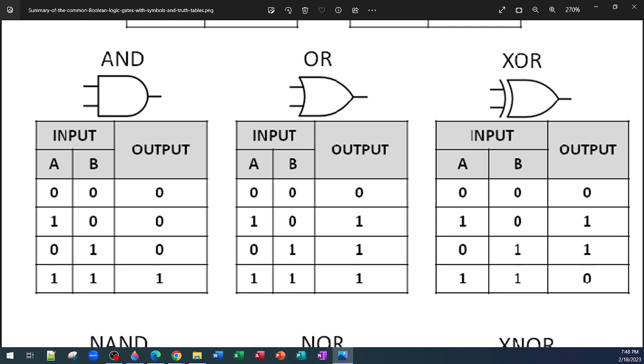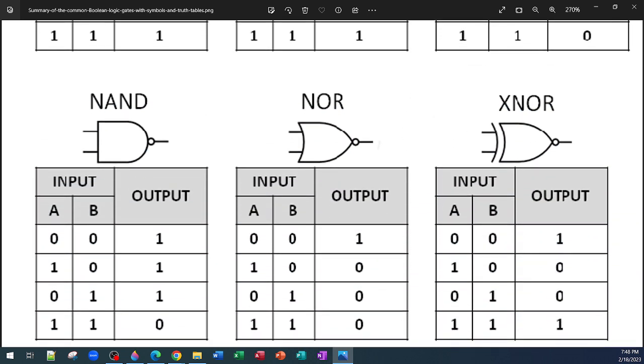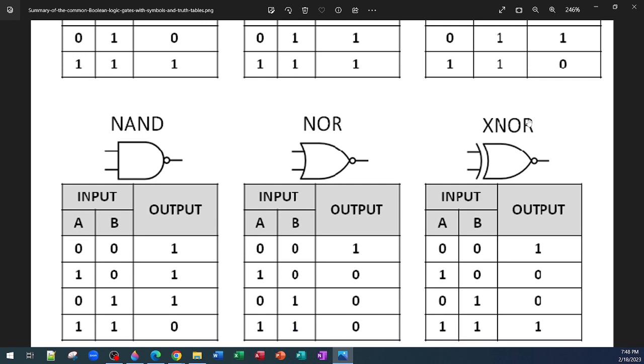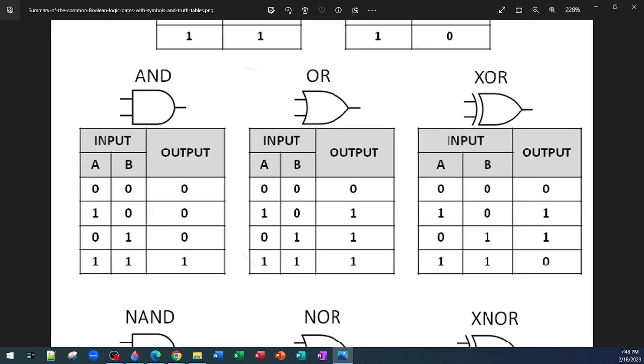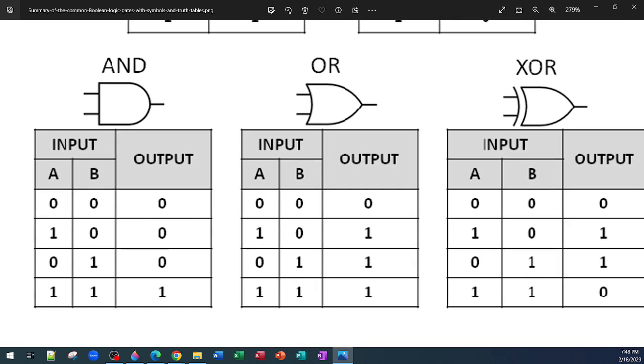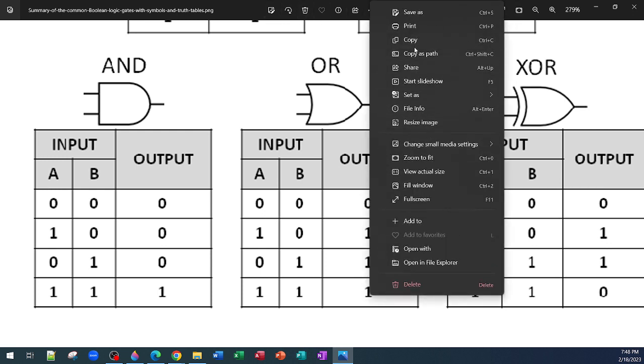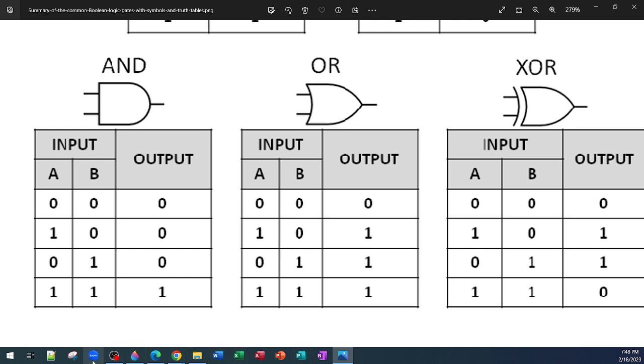And the XNOR, this one here, the one on the right-hand side. Two of them usually have like an opposite kind of table, if you notice. So that can also help you to remember them. So if you look at the AND and the OR, let me put this inside of Paint so that I can draw on it.